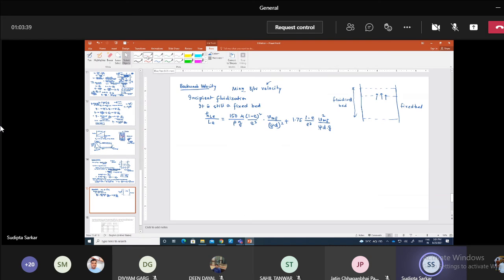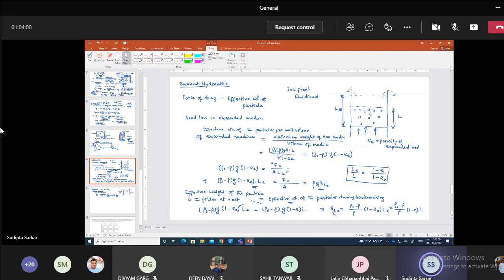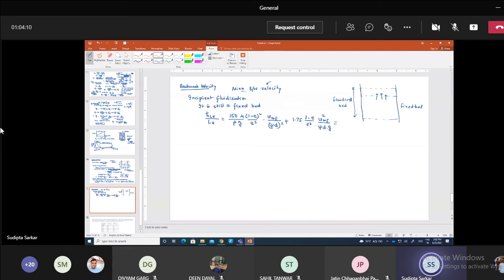Okay, but at this point of time we are not done, because here we have this as effective, equal to the effective weight of the media. So from this equation you can see HLE equals rho s minus rho into 1 minus e into L. So we can actually write this condition here. It becomes rho s minus rho divided by rho into 1 minus e, because the L term cancels, because we have L divided by L. Okay, so this is what we get as an equation.